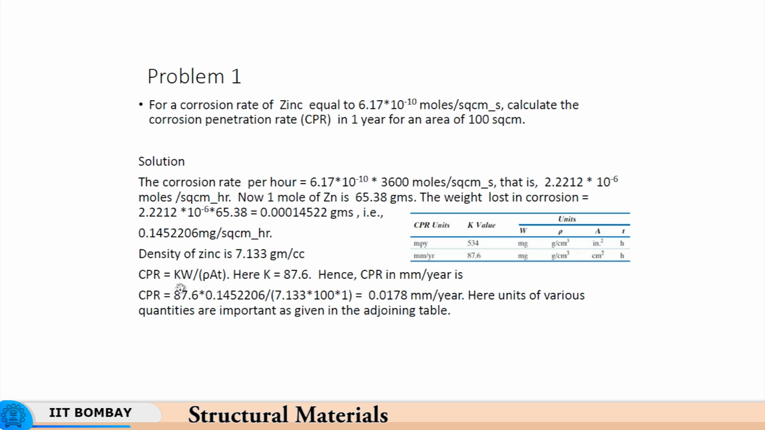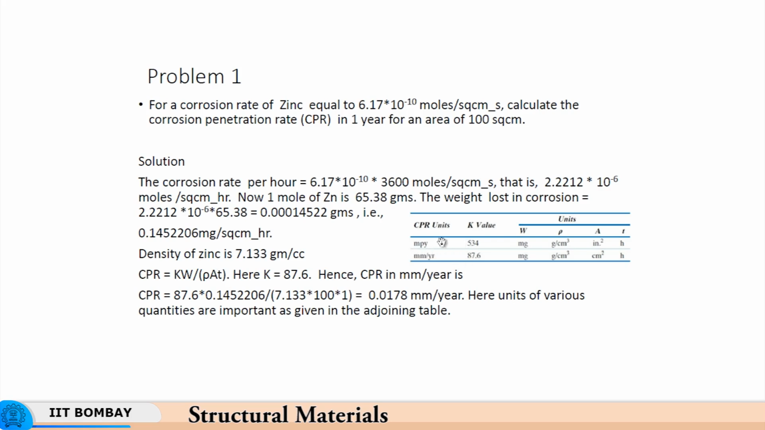So, K is the constant, W is the weight of the number of moles which are lost. So, the rate of corrosion is expressed in terms of, say, milligrams per unit time and per unit area. So, rho is the density, A is the area, and T is the time. So, the units are very important.